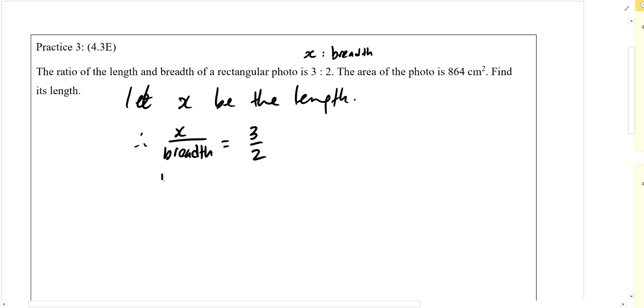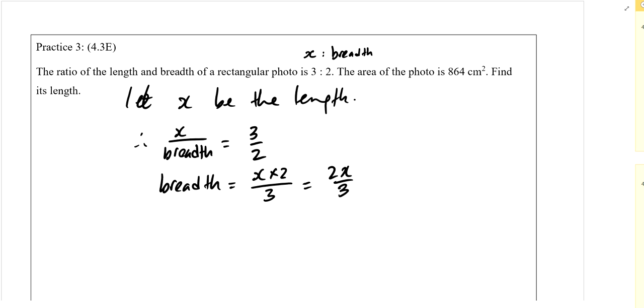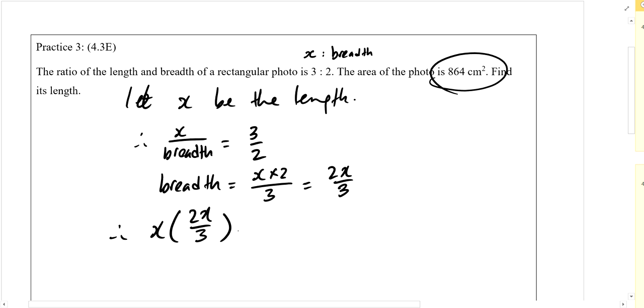So now breadth will be equal to x times 2 over 3. So this is 2x over 3, which is smaller than x, which makes sense. Usually the breadth is smaller than the length. So now I've got the breadth and the length in terms of x, and it tells us that the area is 864. Find the length. Okay, so multiply the length and the breadth together to find the area. x multiplied by 2x over 3 must equal 864.